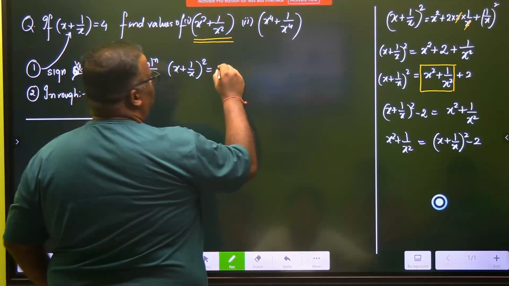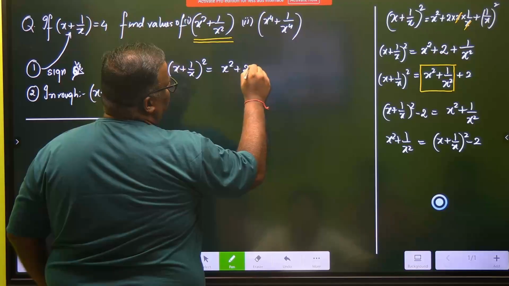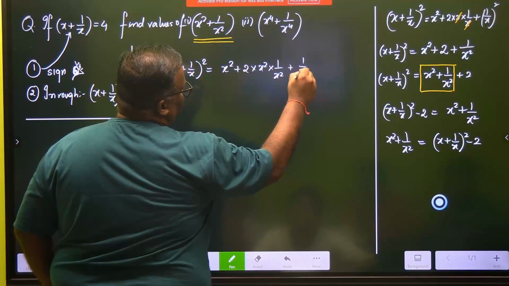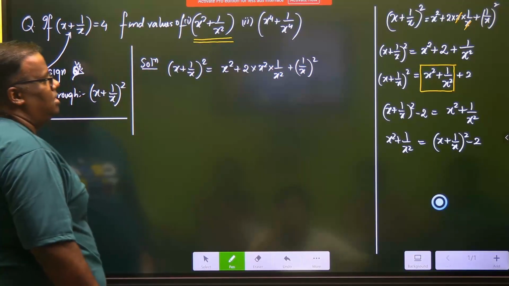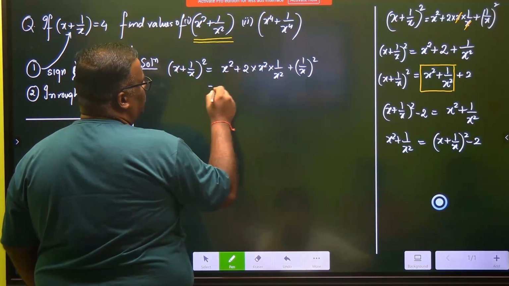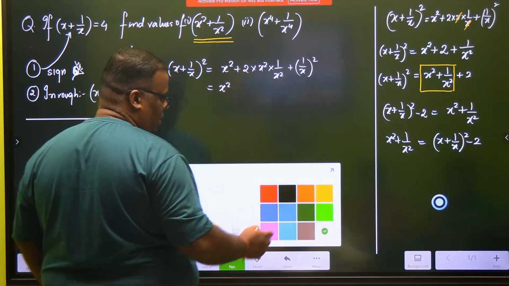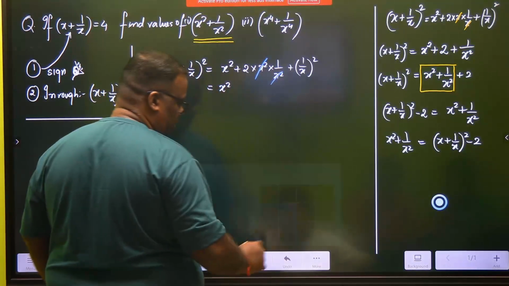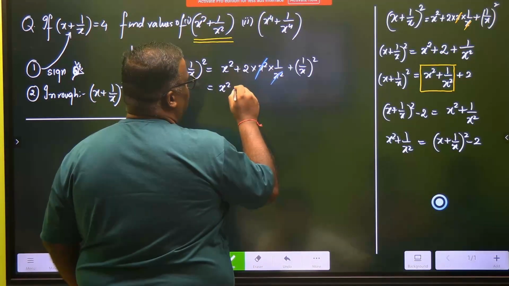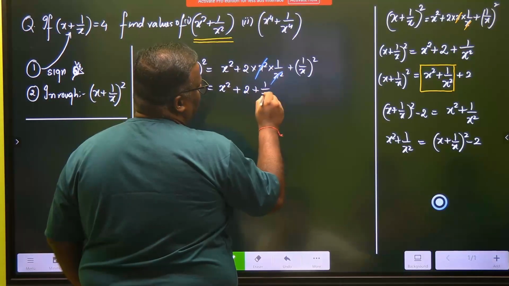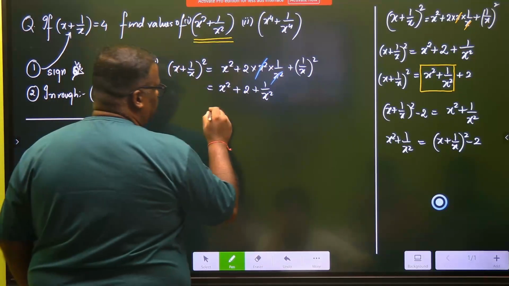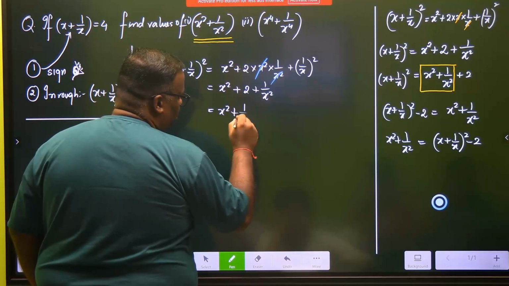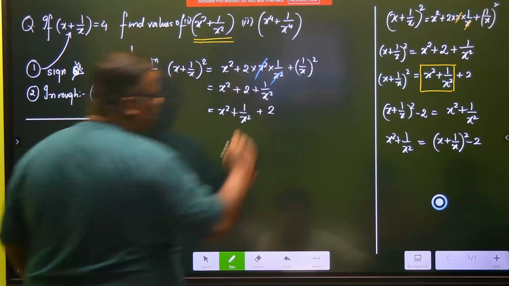So what is the formula? x square plus 2 into x square into 1 by x square plus 1 by x whole square. I can write this. There I did it in detail, so here I'll do x square. And after that, what do we do? Cancellation, cancellation. This is gone. Clear? So it becomes plus 2 plus 1 by x square. I can write this as grapes plus orange plus pomegranate.